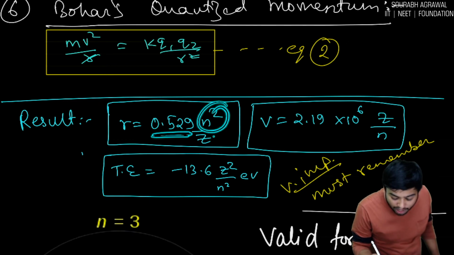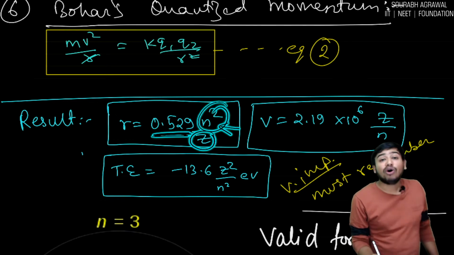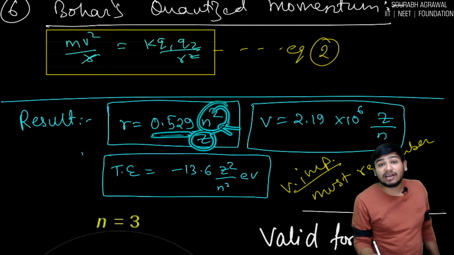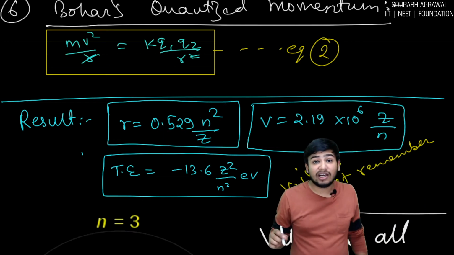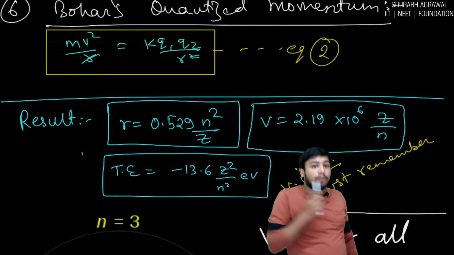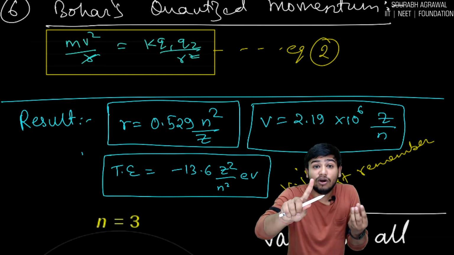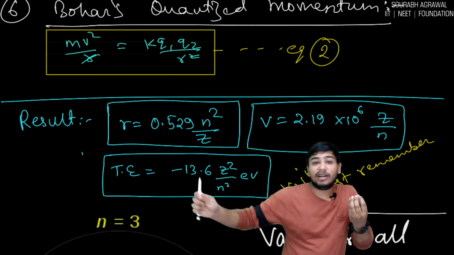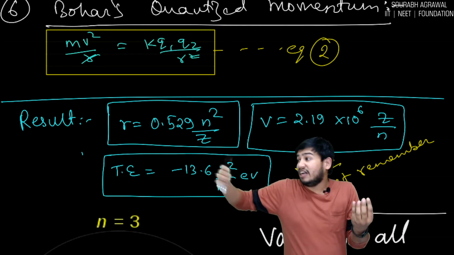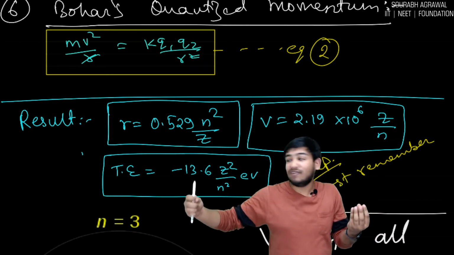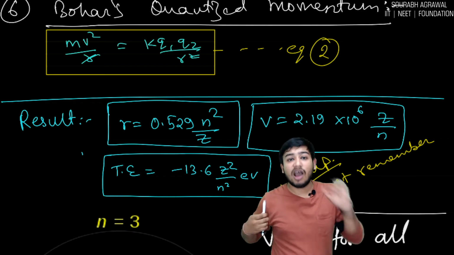0.529 n square by z, where n is the orbital number. If it is the first orbit, very near to the nucleus, then n equals 1. When it is the second orbit, n equals 2. When it is third, n equals 3. When it is fourth, n equals 4. Are you getting my point?